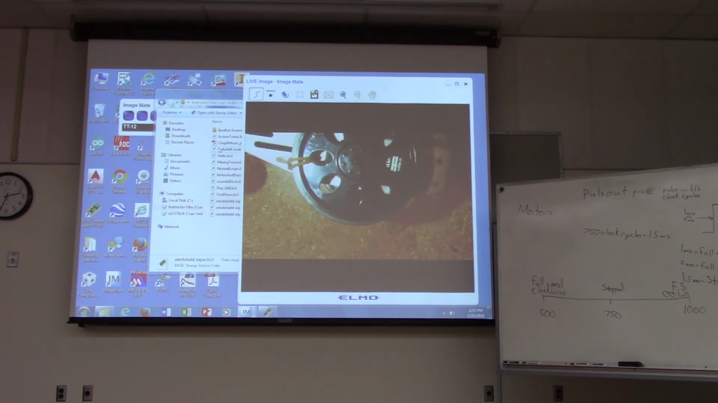oftentimes if you're working out in industry, you get a piece of code to start with, but that code has some bugs in it. So that's kind of what you get here. You got some code going. It shows you how to make motors move, but it's not working quite right. You guys are going to have to modify it and fix it so that it does what you want it to do.